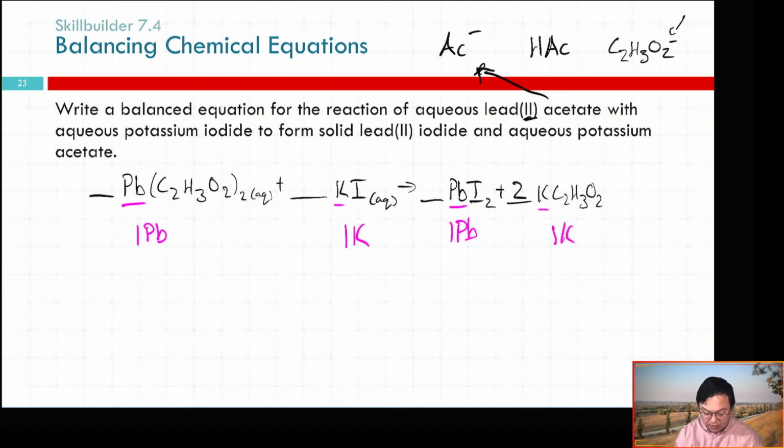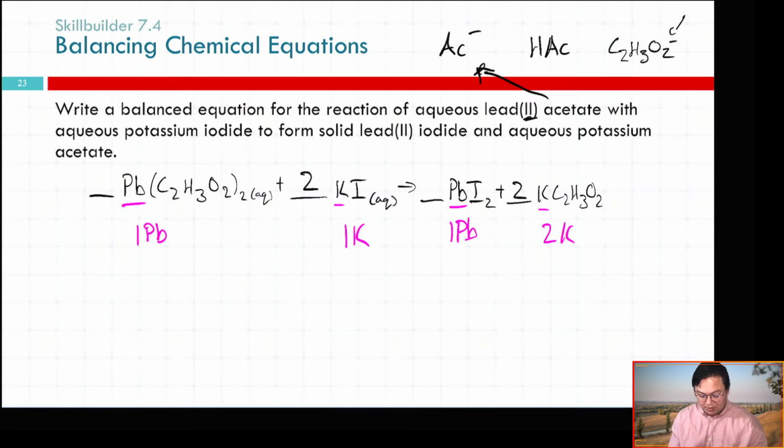Okay, so now we've balanced our acetates. Now we see that we have to change the coefficient for potassium, because now we have 2 potassium. Update these as you go. So we can look over to the left side and see that we have potassium iodide, and we can balance that one. We need 2 potassiums, so we'll put a 2 there. And you'll notice that we have now automatically balanced our iodine.